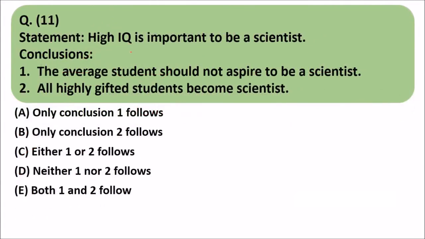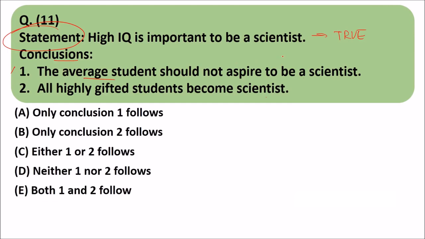Statement: high IQ is important to be a scientist. Conclusions: the average student should not aspire to be a scientist. All highly gifted students become scientists. Now over here, what is the statement? What have we learned? Statement always has to be taken as true. Everything revolves around the statement. First conclusion is the average student should not aspire to be a scientist. Now if you look at this, you will feel sympathy and wonder how we can say that the average student should not aspire to become a scientist, we are discouraging students, so this is wrong.